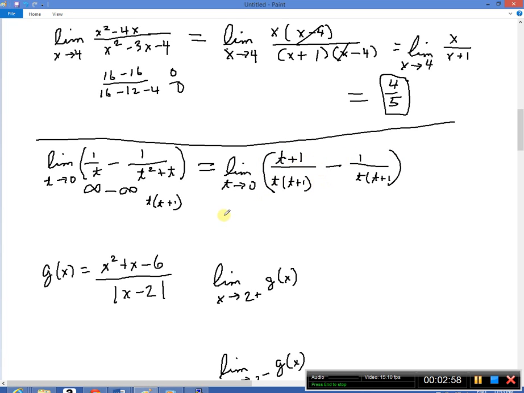If you subtract across the numerators, the 1's are going to cancel, and you're left with t over the common denominator, t plus 1. And that obviously allows us to cancel the t's, and as t goes to 0, we have a 1 down here. There's a 1 up there, so the limit is 1.